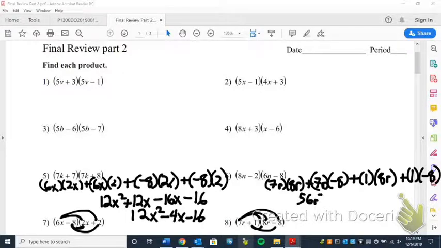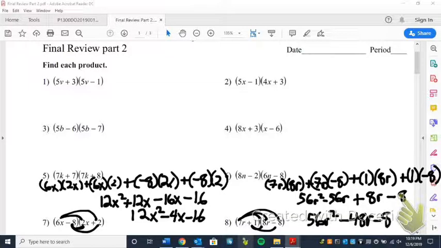Anyway, now that 56, that belongs. It's not like that other Trixie 56. No, this one's legit. So we have 56r squared minus 56r plus 8r minus 8. And when we add those two middle ones, we get negative 48r minus 8.